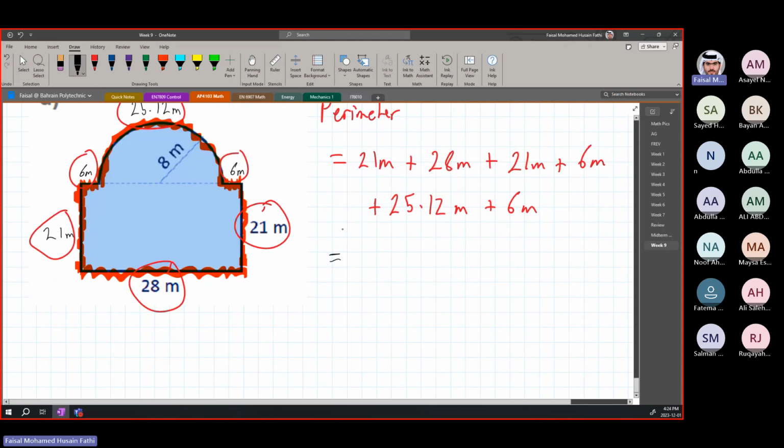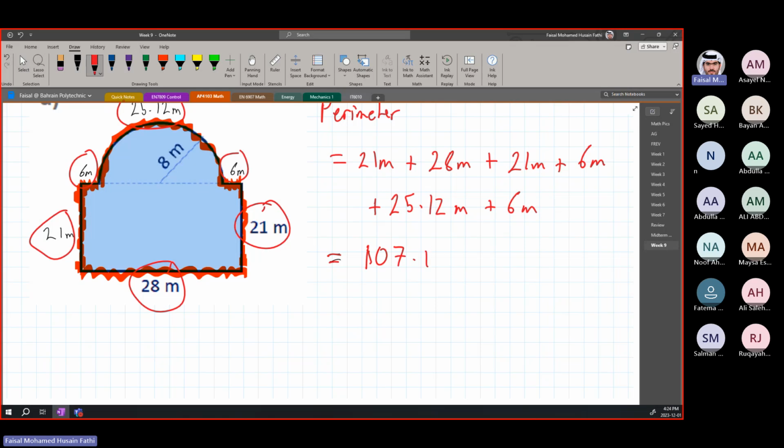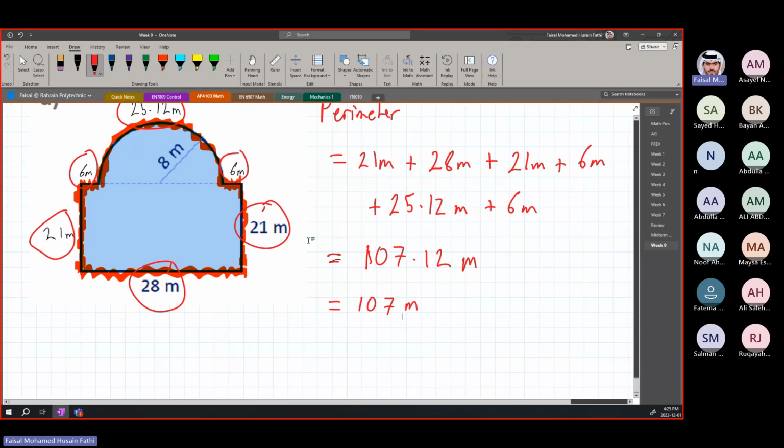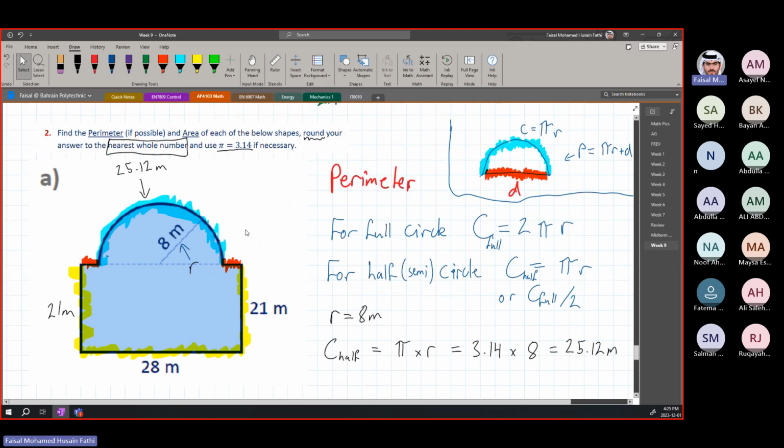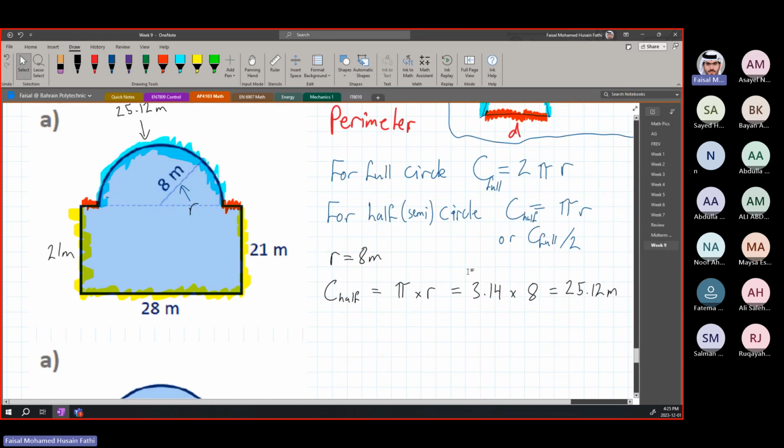Plug it all in the calculator. So we'll do 21 plus 28 plus 21 plus 6 plus 25.12 plus 6. We're going to get 107.12 meters. Keep in mind the question said round to the nearest whole number. The 1 over here is less than 5, so it's going to be 107 meters.